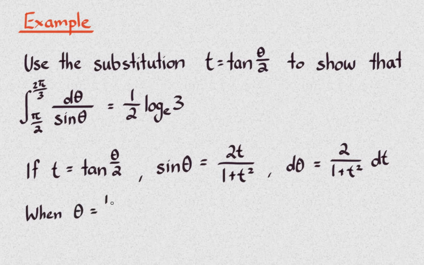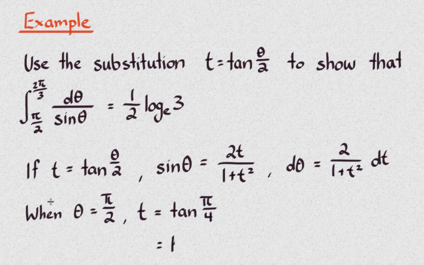When theta is equal to pi on 2, t is going to be tan of pi on 2 divided by 2. So that's tan of pi on 4. And what is tan of pi on 4? Well, that's just 1.